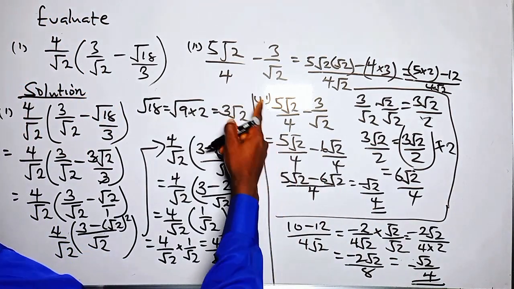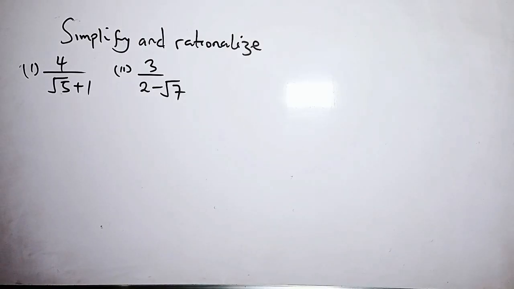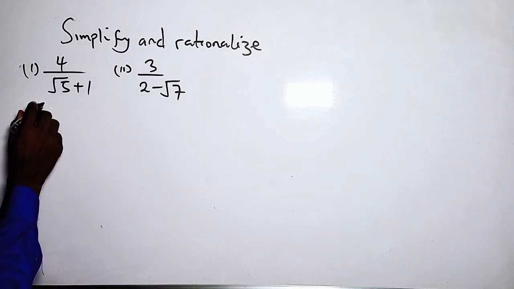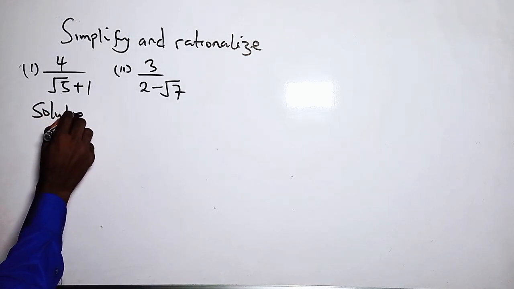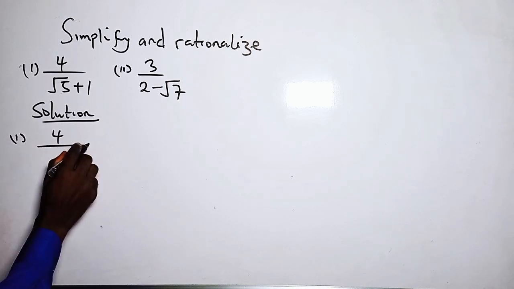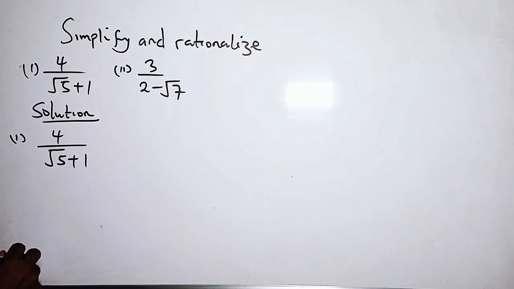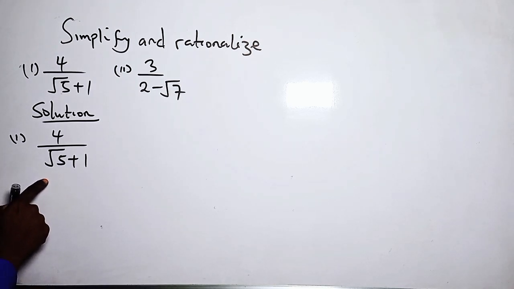So either of these methods we can use to get the result. The question says simplify and rationalize the surd expression. So how do we do this solution? For the first one, we have 4 divided by root 5 plus 1.